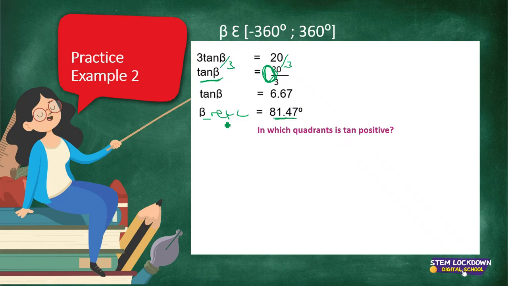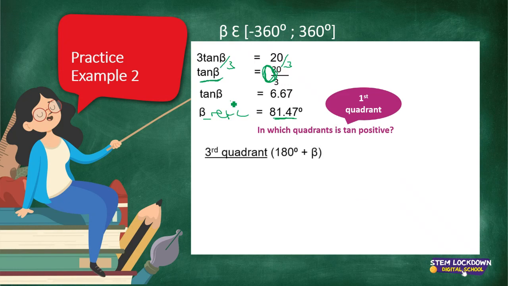Tan is positive in your first and your third quadrant, right? Let's address the third quadrant. Our third quadrant is 180 degrees plus beta. We're going to substitute our angle in there, our reference angle, and we're going to come out, apologies guys, this should be beta or even x if you want to make things easier. And we're going to come out at 261.47 degrees, right?